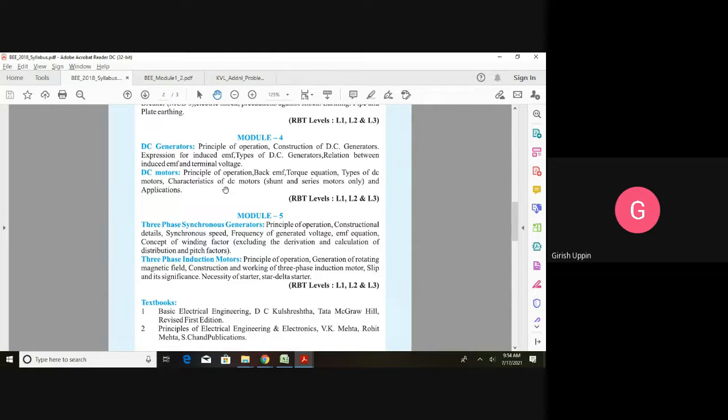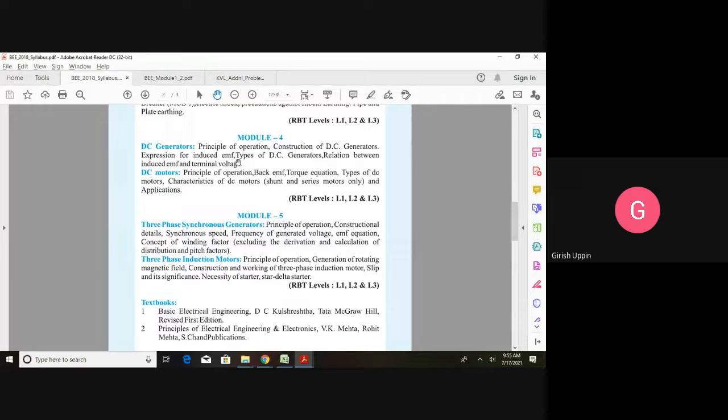Then coming to module 4. If you want to take a choice here, you can prepare 100% DC generator, and if DC motor is confusing for you, then maybe you can leave this part. But have a glance, then you can leave this part. This is for those who are looking for passing the exam. Those who are trying to score, please cover all the modules 100%. DC generators, in this principle of operation, construction of a DC generator is a very, very important question.